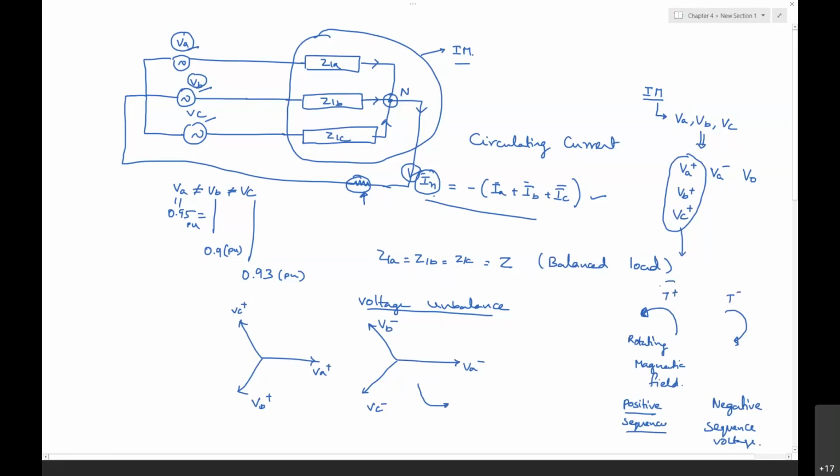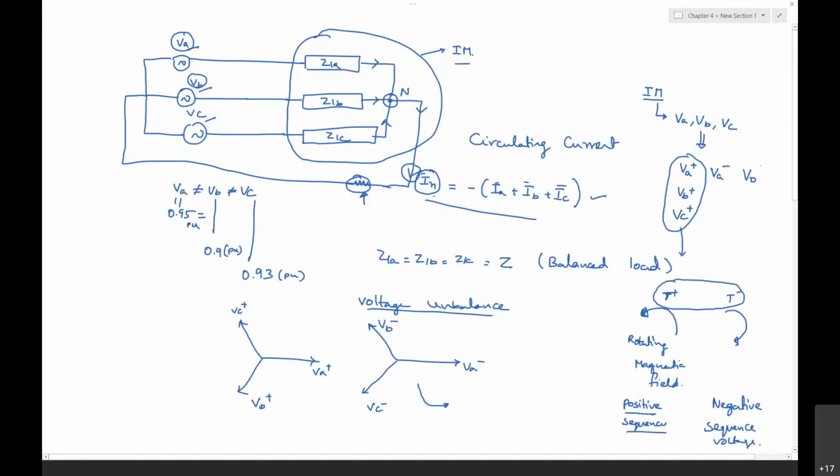In this case, you will have some kind of pulsating torque when you are exciting the induction motor with voltage unbalance.